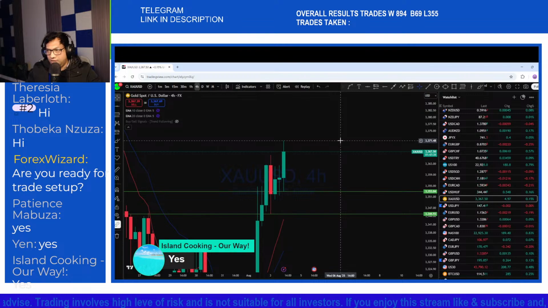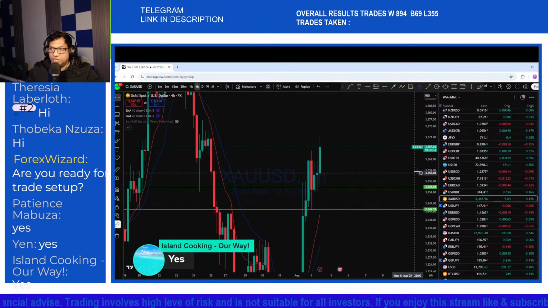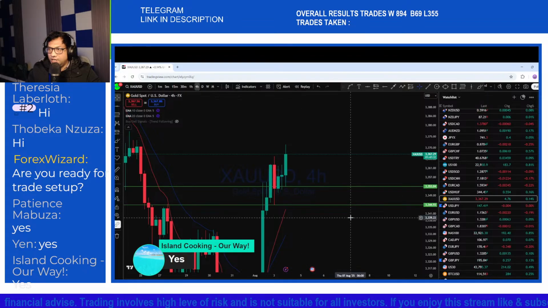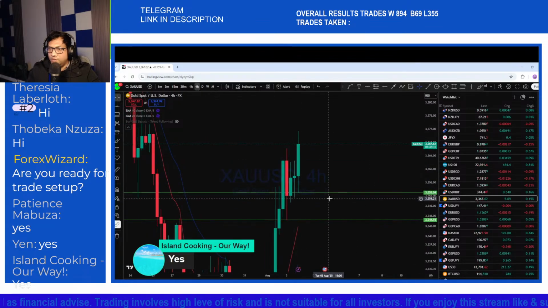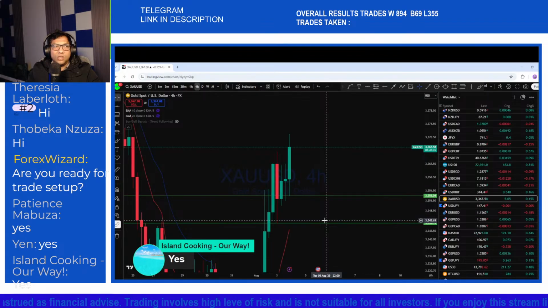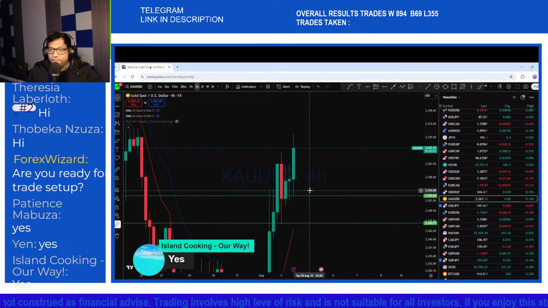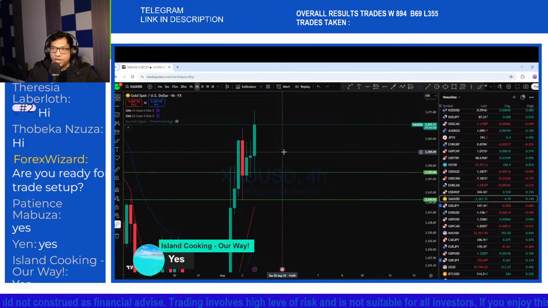Where did I place my level? At 3353, 3354 level, which is an important support level, right? So 3353, 3354 level is an important support level on gold. Now this is the session's low. If the market comes back here in a certain way, we will be looking into the trade.